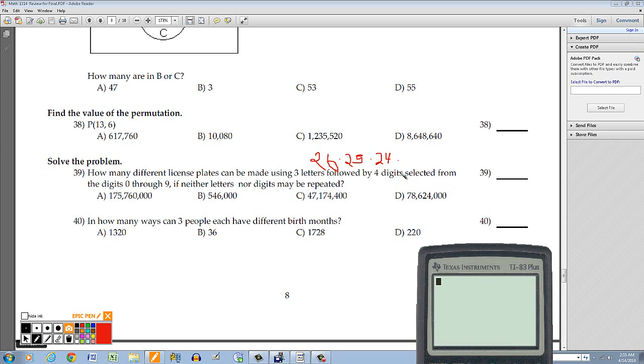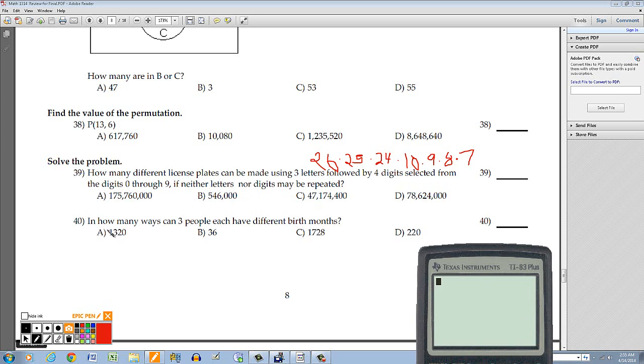4 digits selected from the digits 0 through 9. For the first one, we have any of 10 to be selected. And then we can't repeat. So the next one, we have 9 choices, and then 8 choices, and then 7 choices. The multiplication principle simply tells us that we multiply these numbers out, and this will give me the number of ways that this can be done. If you multiply that out, we're going to get answer D, 78,624,000.